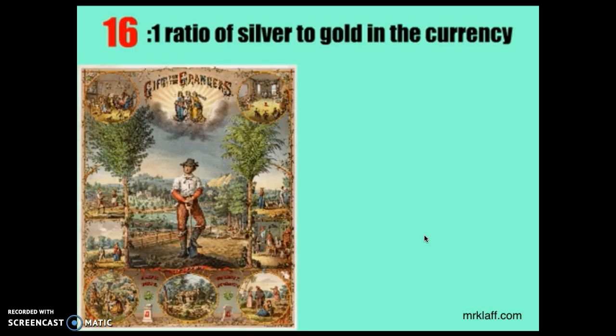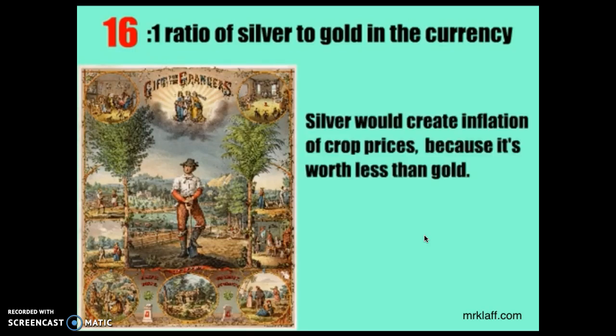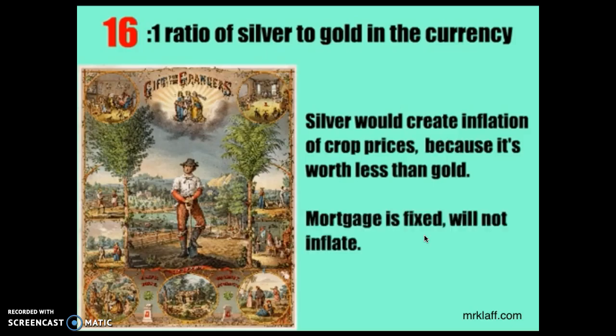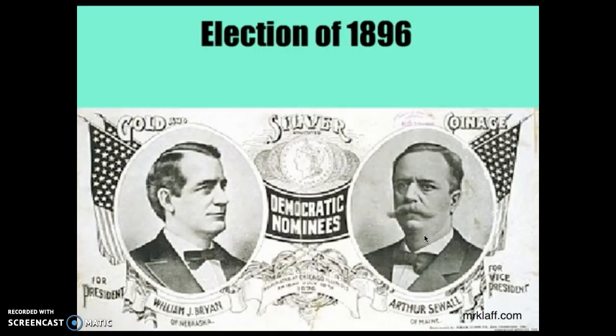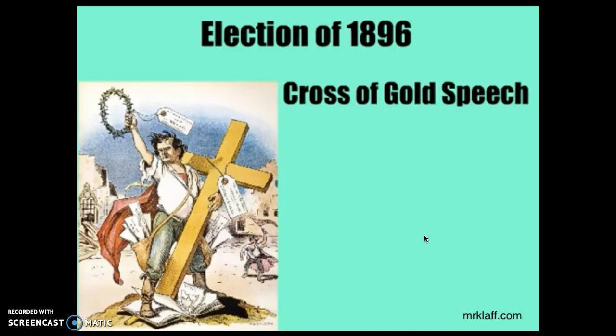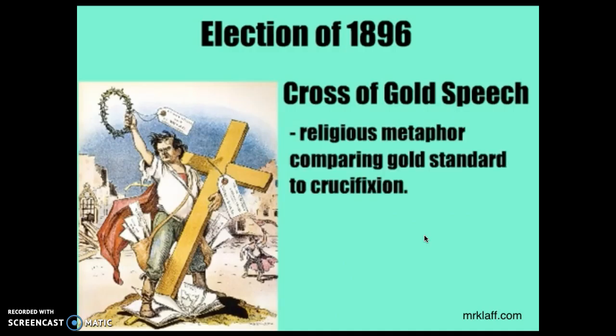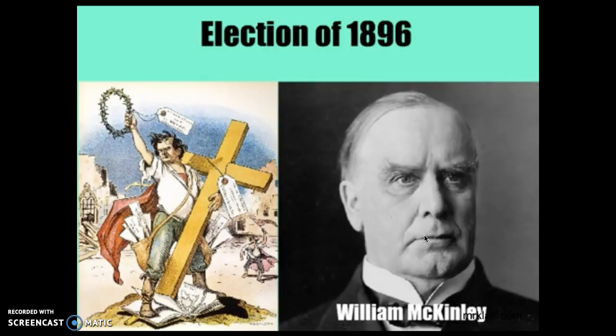Regarding the silver issue, the belief was that farmers suffering from low crop prices would benefit from higher prices if the money was worth less. Thus, inflation of crop prices would make a farmer's fixed mortgage easier to pay off. In 1896, the Populists and Democrats nominated William Jennings Bryan for president. He gave the famous Cross of Gold speech and advocated for bimetallism, or a combination of gold and silver in the currency. Bryan lost to Republican William McKinley.